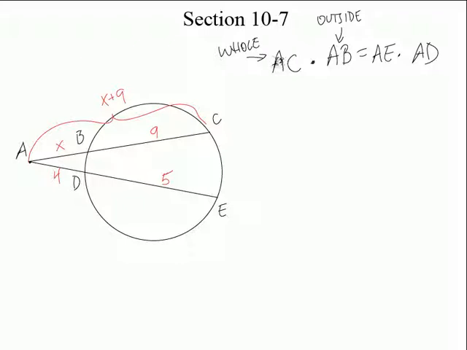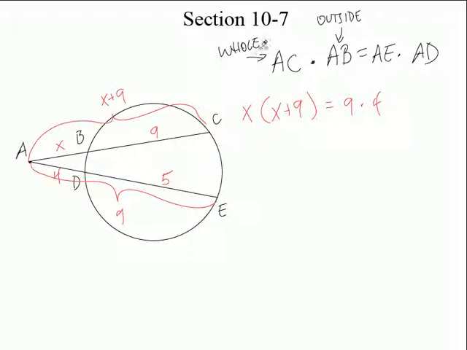So, right, we take the whole times the outside equals the whole times the outside. So the whole thing is x plus 9 times the outside. What's the outside? It's x. Equals the whole thing here. What's the whole thing here? 9. It's 9 times the what? 4. The outside, which is 4. Very good. Now you got yourself set up with a little algebra, and now you just do the algebra.